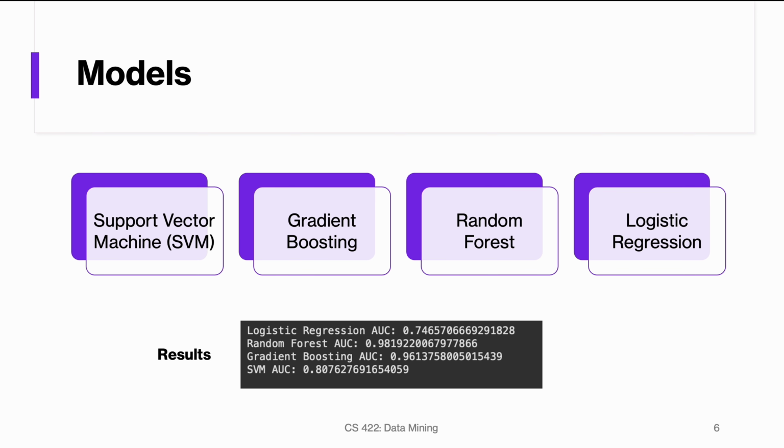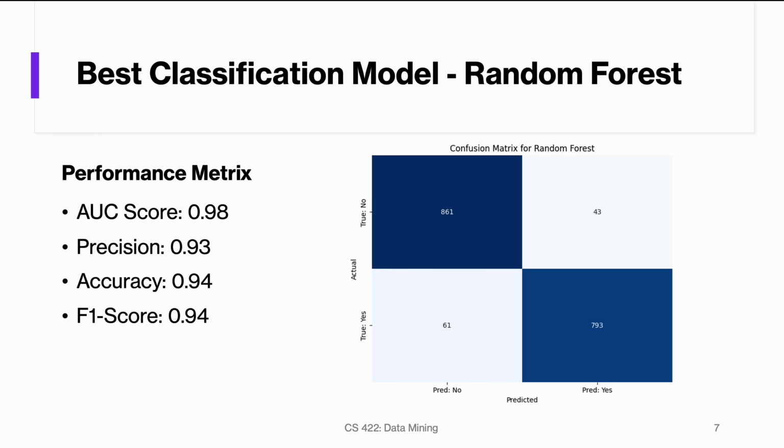We're using 4 different models to compare which performs better. We are using support vector machine, gradient boosting, random forest, and logistic regression. Based on the results, we can tell that the random forest is the one that performs best compared with the other models. Also, we compared the random forest using other classification scores like precision, accuracy, and F1 score. It shows it performs better than the other ones.